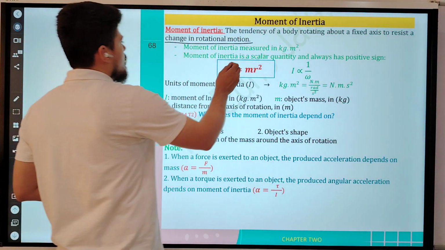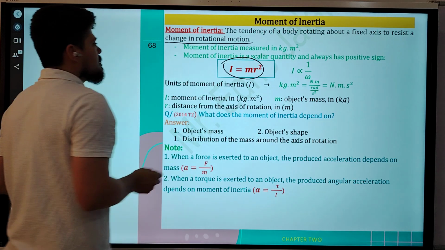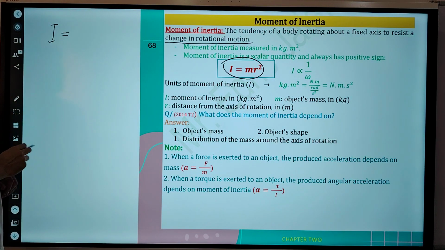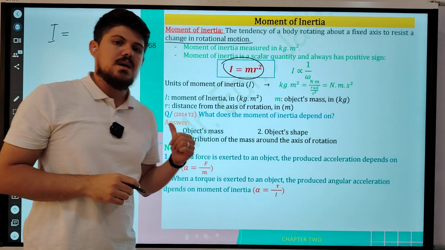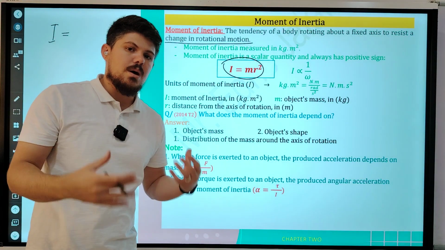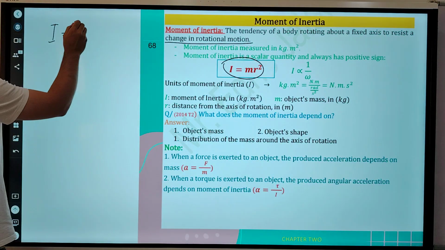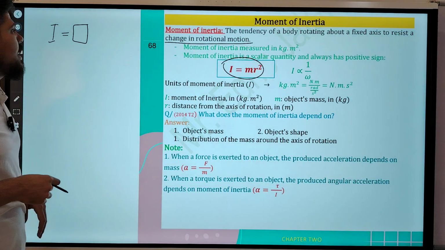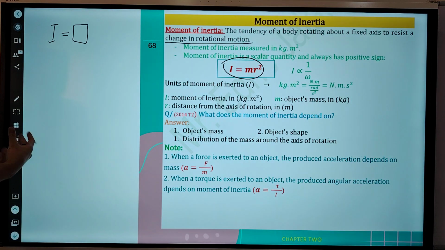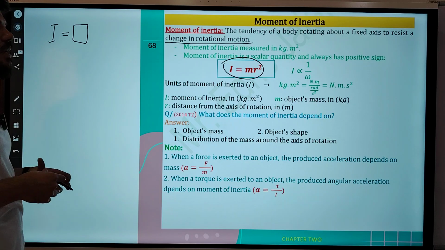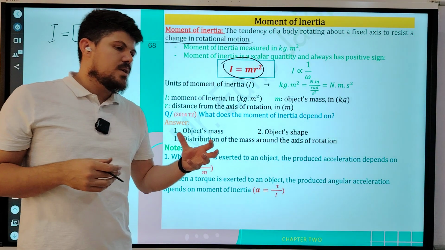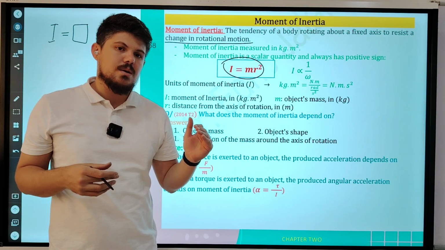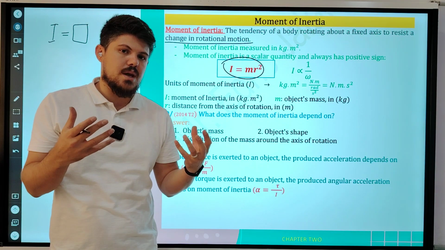So what is the general equation of moment of inertia? I = mr², where the capital I is the symbol of moment of inertia, multiplied by the factors of the shape, because moment of inertia depends on the distribution of the mass around the axis of rotation. For example, there is a difference between the moment of inertia of a solid sphere and a ring, because there is a difference between these two shapes.